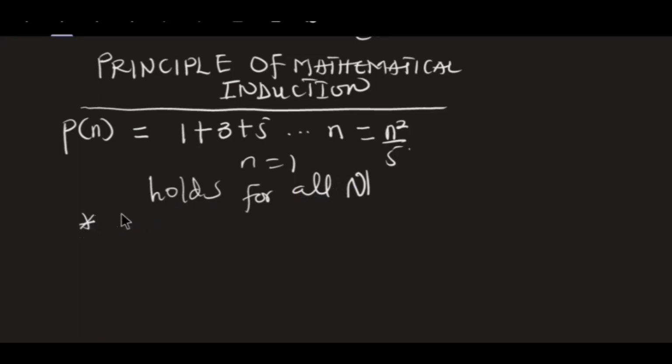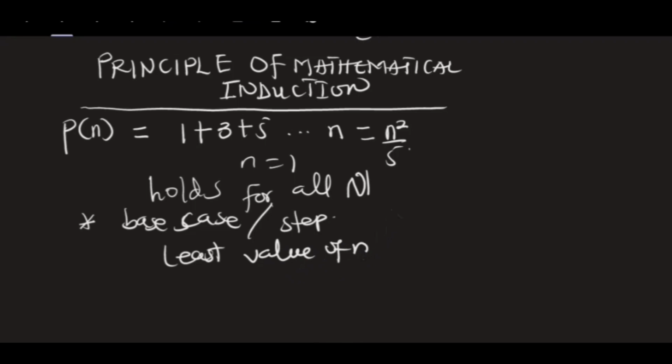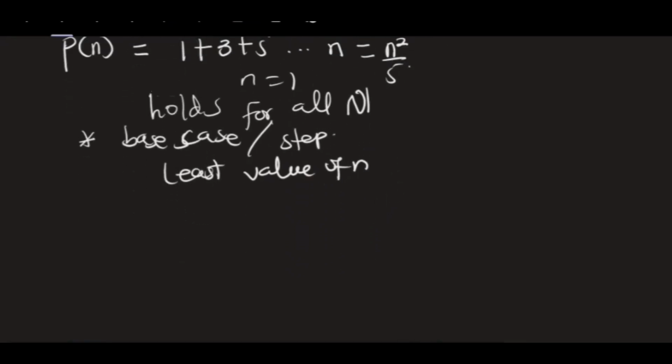The first step is what we call the base case or base step. Under the base case, what we do is we prove for the least value of n. So if you have such a statement that the sum of all these odd numbers, up to the nth odd number, is equal to this, then we have to prove for the first value of n, that is when n is equal to 1.